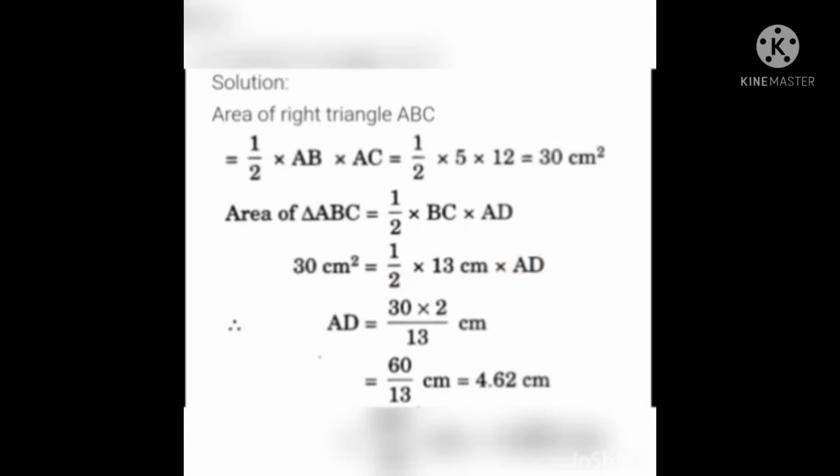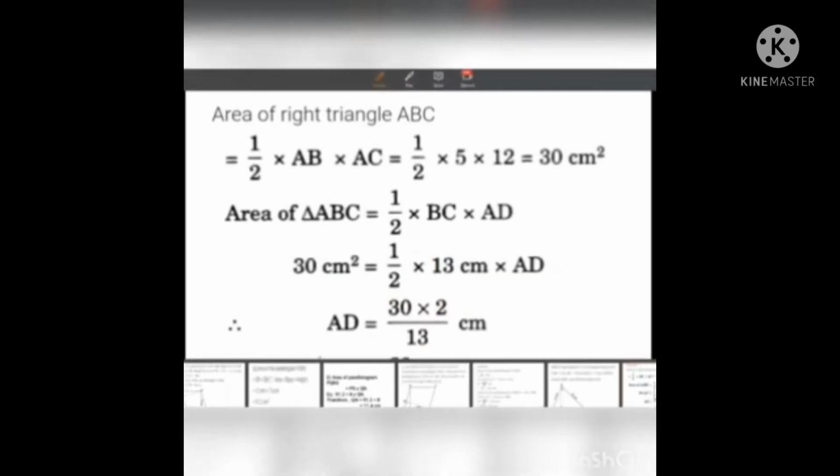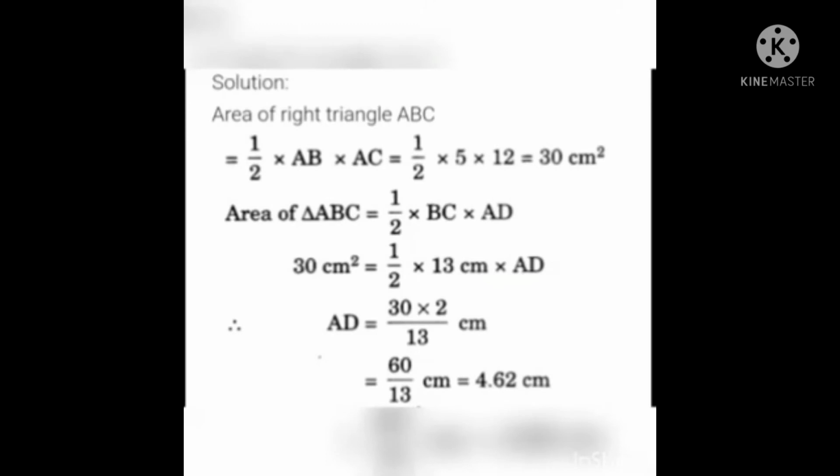Now solving for AD, taking first the 2 to this side. Here 2 is division, isn't it? 1 by 2 means 2 is in the denominator. So taking it to this side becomes multiplication. Then this 13 coming down, 13 is multiplication, isn't it? So coming over it will become division. Now 30 into 2 by 13, solving you will get 4.62 centimeter. So this is how we are solving.